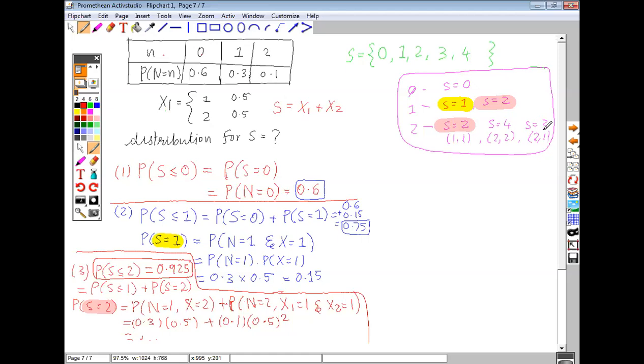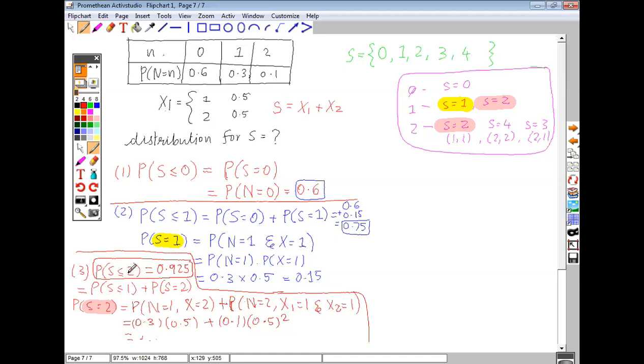Yeah, completely. Yeah. Any doubts anyone else has? Ma'am, can you just explain the S probability, S equal to 2 part again?